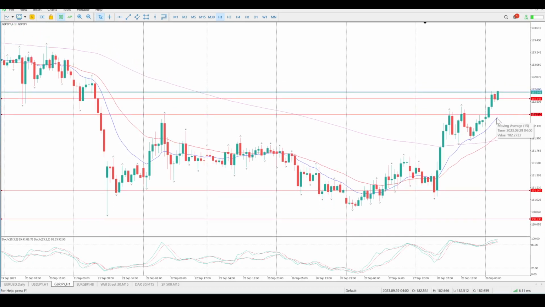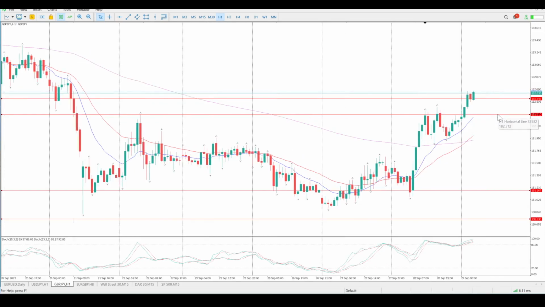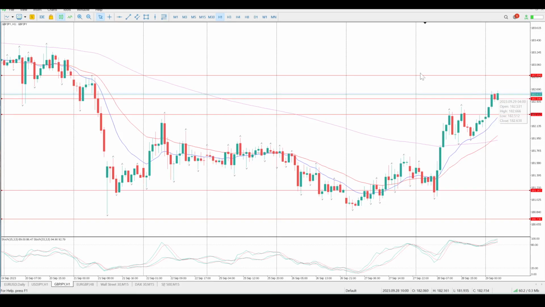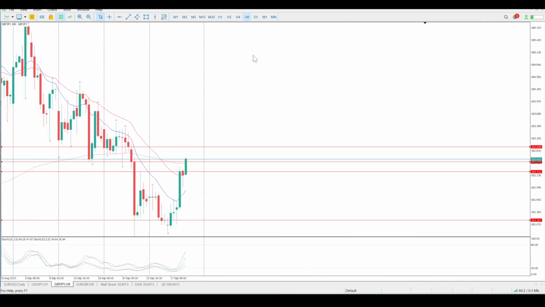So this is the area, 182.312. Come back here, find support, hold it. Then you're definitely looking for some structure to the upside. Right now, I think we're aiming for a gap, which is there. So that's our first target, 182.898. Fairly strong start to the morning as well. So this one is looking interesting.